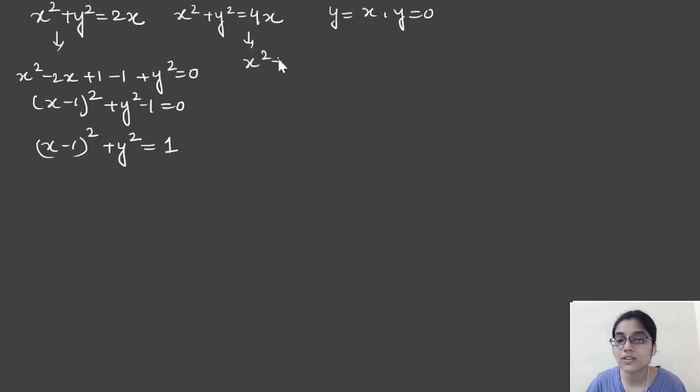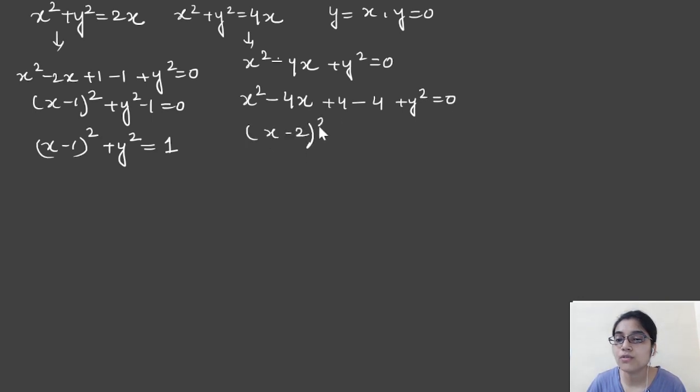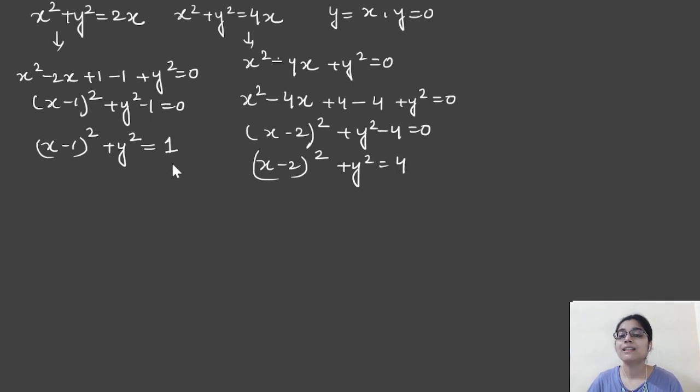In this case, x² − 4x + y² = 0. So you have to make a perfect square. For −4x, you divide by 2, square the quantity, and add and subtract it. Here we get (x − 2)² + y² − 4 = 0. So (x − 2)² + y² = 4. It means this is a circle whose center is (2, 0) and radius is 2. The earlier one has center (1, 0) and radius 1.